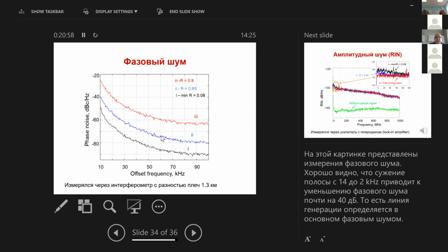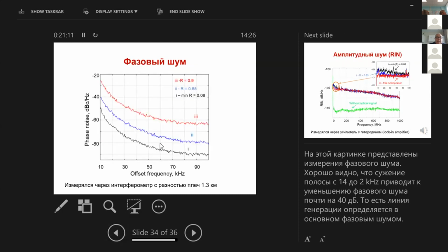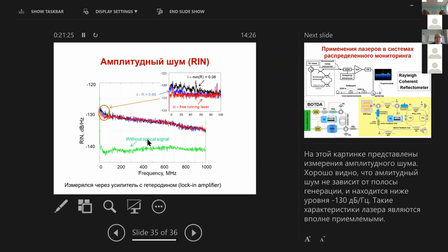This is the phase noise, which changes for different points related to different laser linewidths. So the narrowest laser linewidth, 2.8 kilohertz, corresponds to the lowest curve, and this one corresponds to 14 kilohertz. You can see that the phase noise is the main contribution to the laser linewidth in our system. This is the amplitude noise, which is below 130 dB per hertz. So it's not bad performance for the laser.